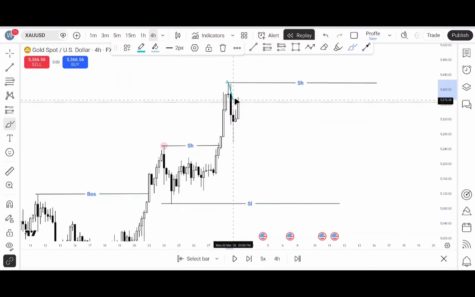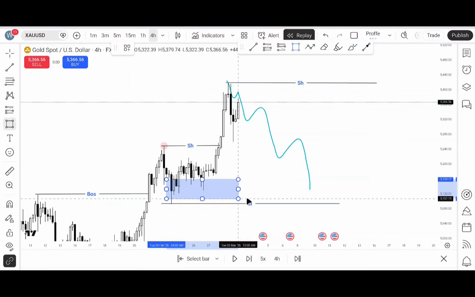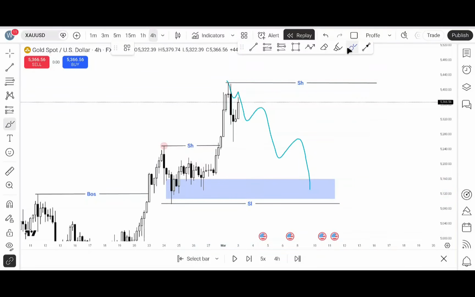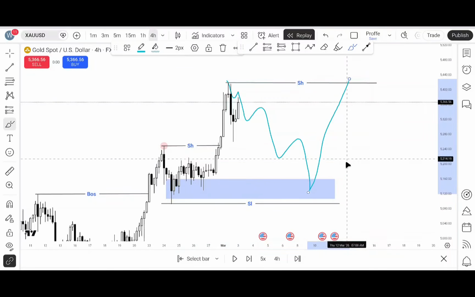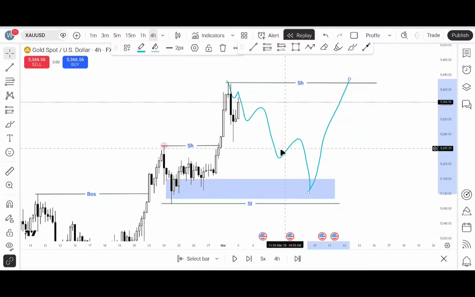The next thing we are expecting in the market is for the market to pull back to a certain level of demand, so we can take high profile trades and then take profit at the swing high level. Okay, so it's just as simple as this. This is 4 hours time frame activities.